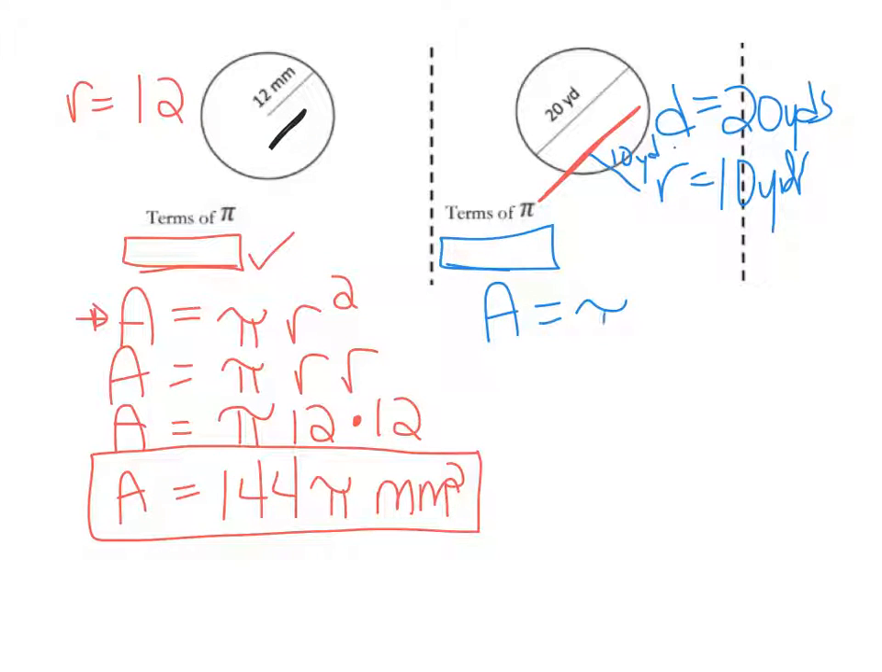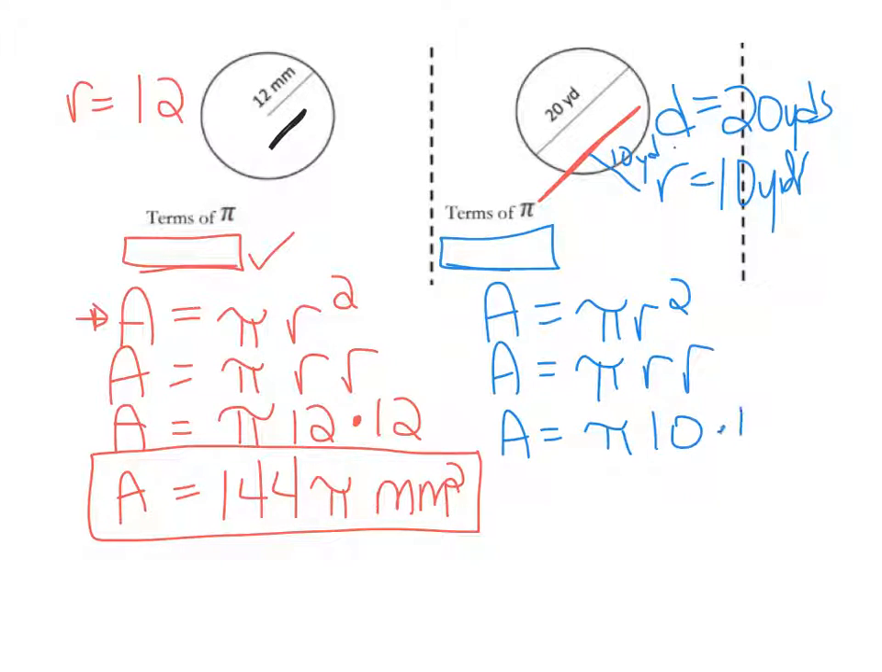Area equals pi radius squared, which means we're applying area equals pi times radius times radius. I'm not replacing pi because I'm not multiplying pi, but I am multiplying my radius times radius. So in this case, what is the area of this circle? 100 pi yards squared.